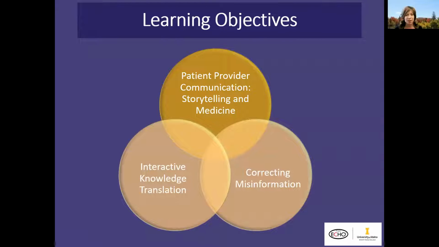The learning objectives are not in any particular order. They're really interconnected and one influences another. The first objective is trying to understand the patient-provider communication dynamic through the use of storytelling in relation to medicine or healthcare. The second is to gain a better understanding of interactive knowledge translation. And that's really how we as providers and clinicians share evidence-based information in a way that can be taken up by patients. But also, it's about how we can listen to patients to translate their knowledge and perspectives into something that we can understand in our own cultural language of healthcare. And the final objective is thinking of ways to correct misinformation on individual and social levels. So these all sort of interact.